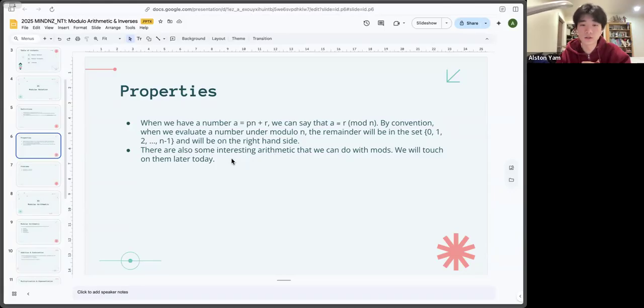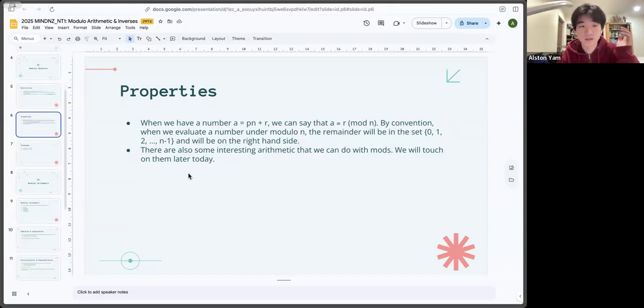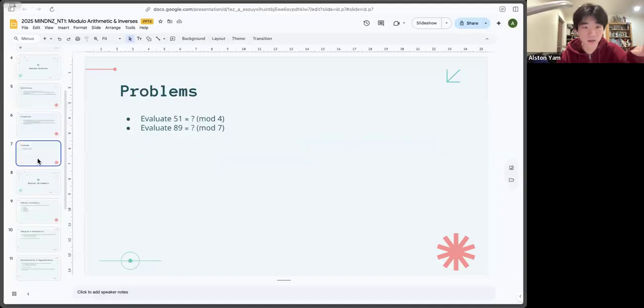There are also a lot of interesting arithmetic that we can do with mods. That is the modular arithmetic part that we'll go on to later today. Before we do that, I think we have some exercises or problems. About 2 minutes for everyone to have a go at the problems, and then we'll come back in 2 minutes and discuss them. Cool.